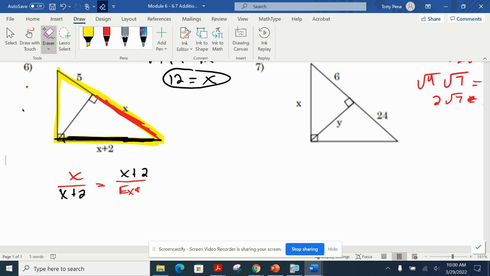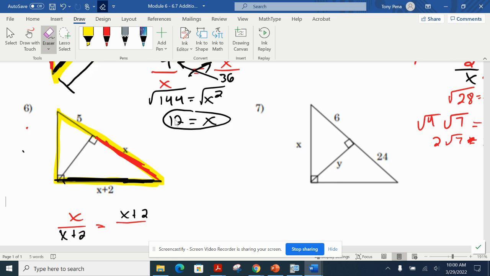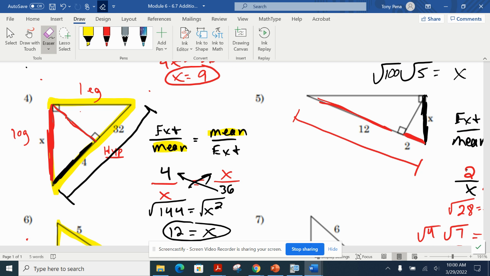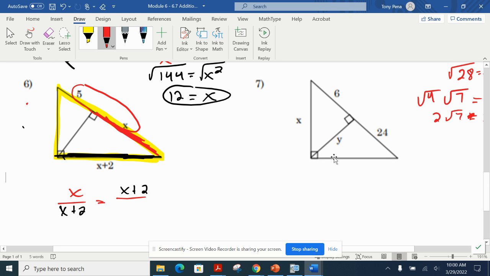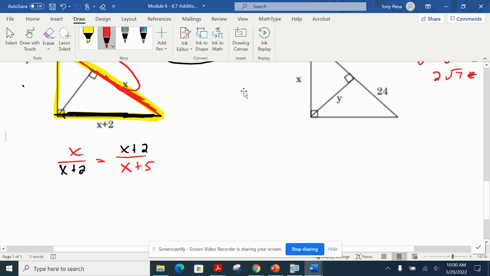And then here's the one that I just want you to be careful of. Up here, when we wanted this full length, didn't we do 4 plus 32 to get 36? Here, to get this full length, we need to add these guys together. That doesn't mean you can put 5x. Adding those together is simply x plus 5. If you put 5x, you're multiplying them together. So that is our setup.